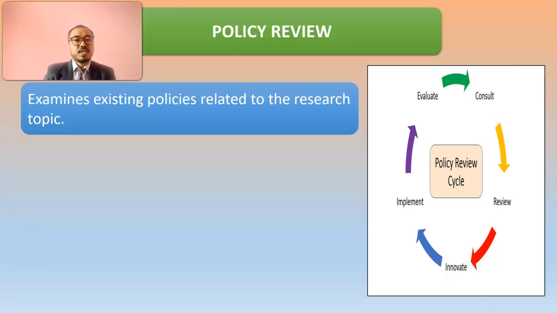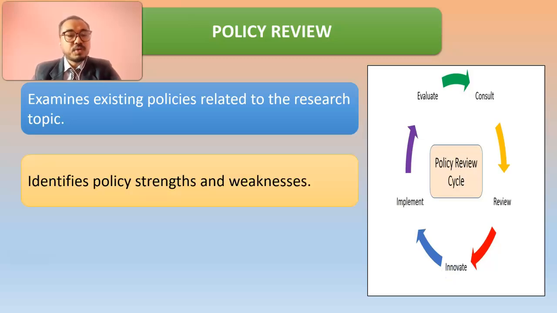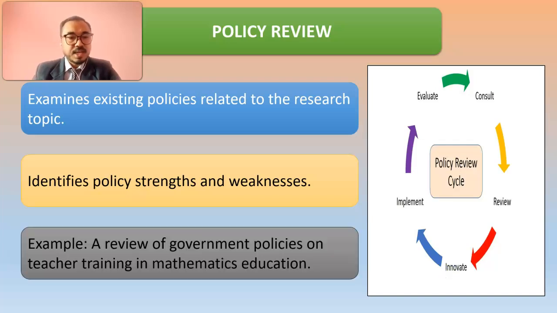Okay, next one is policy review. It examines existing policies related to the research topic. It reviews the existing policies, and they try to modify them or make that policy work more effectively. It identifies policy strengths and weaknesses. If there are some weaknesses, then they will try to modify them and make them more effective. For example, a review of government policies on teacher training in mathematics education.